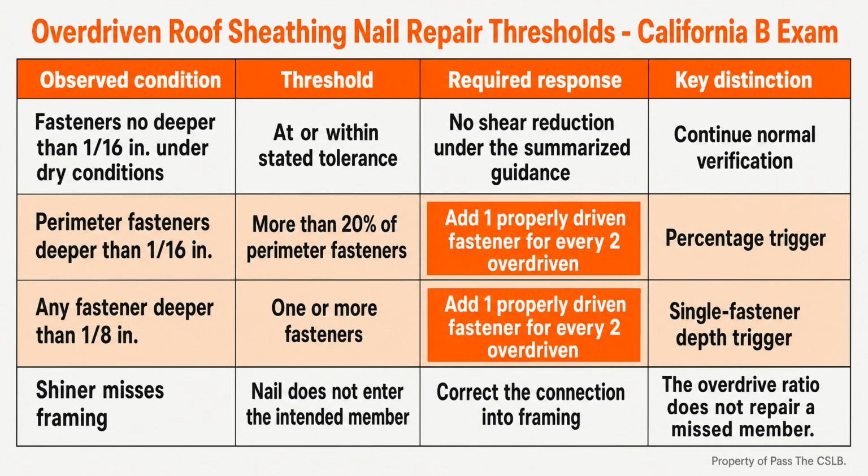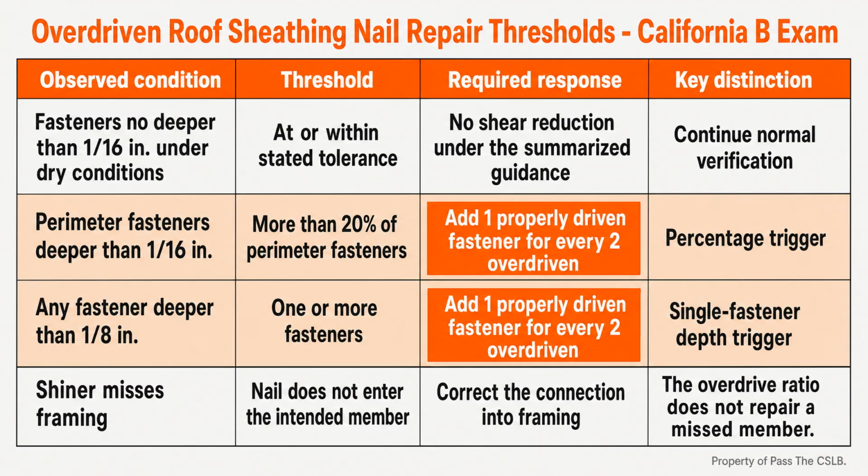The remediation rule has two trigger conditions. Under dry conditions, fasteners driven no more than 1/16 inch below the panel surface do not require a shear reduction under the guidance summarized in the report. Corrective fastening is triggered when more than 20% of the perimeter fasteners are overdriven by more than 1/16 inch, or when any single fastener is overdriven by more than 1/8 inch.